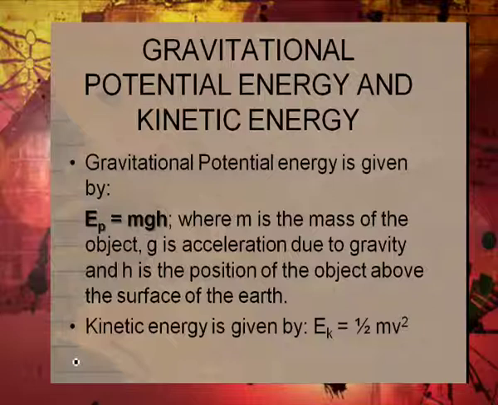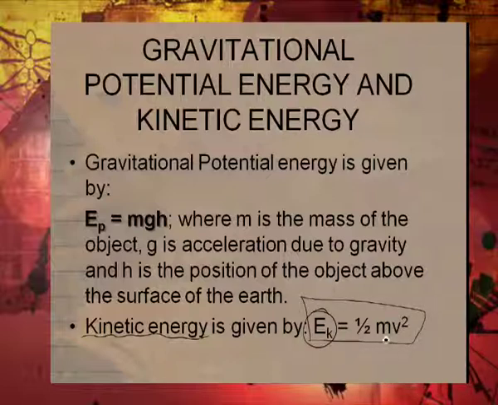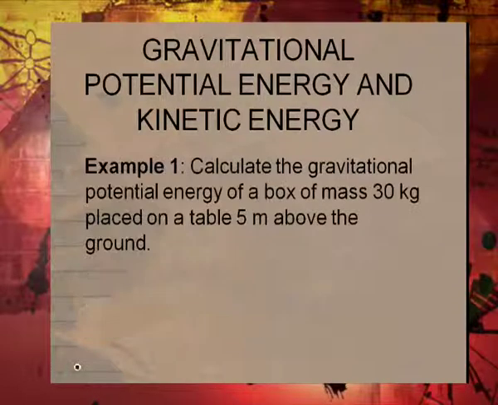Now, on the other hand, we have kinetic energy, and I said kinetic energy is the energy possessed by an object due to its state of motion, and therefore this should have something to do with the velocity of the object. And for that reason, we give kinetic energy as equal to half times the mass of the object times the velocity of the object squared.